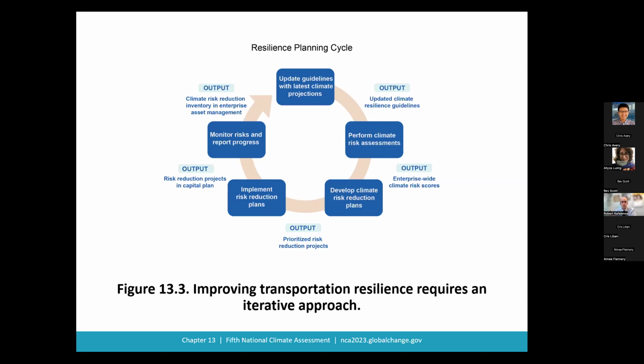We have similar cycles where we talk about this at the project level, which begins with understanding an individual highway or rail line and understanding the potential future of that location. So understanding how climate change could affect that location, developing adaptation options and costing those out. And then from that, deciding on particular solutions, implementing those solutions, and then monitoring them over time.